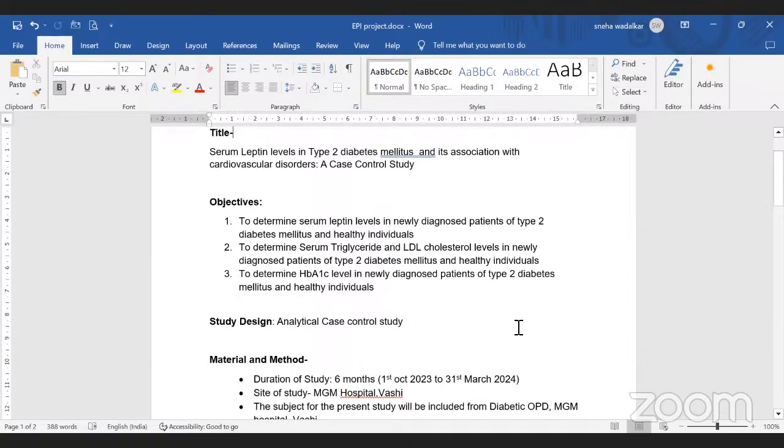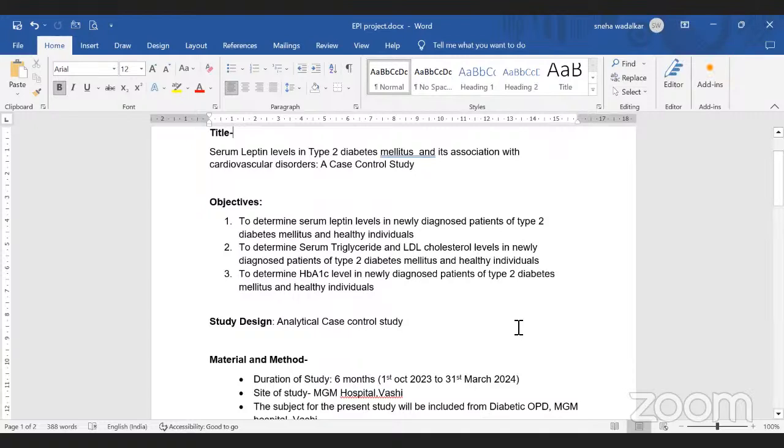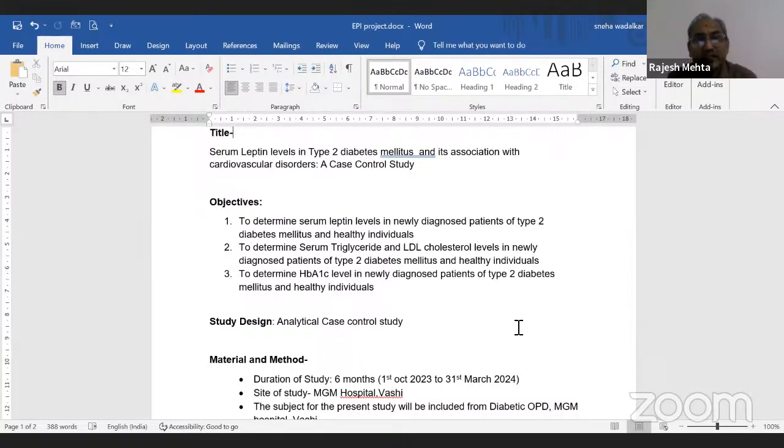Because otherwise, you need to find out cases of cardiovascular disorder and no cardiovascular disease. In cardiovascular disorders, also diabetic and non-diabetic. In no cardiovascular disease, also diabetic and non-diabetic. Then you will have 4 groups if you want to continue with this kind of thing. Okay. So I should just say serum leptin levels in type 2 diabetes mellitus and normal patients. Yes, so simple. Your hypothesis is that in type 2 diabetes mellitus, leptin levels will be significantly higher than in those people who have no diabetes mellitus. Otherwise, the study is good and you can carry on.